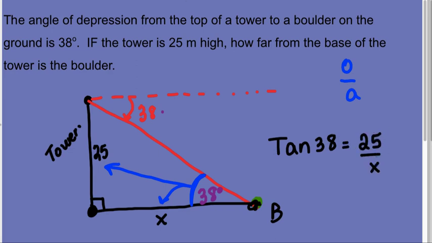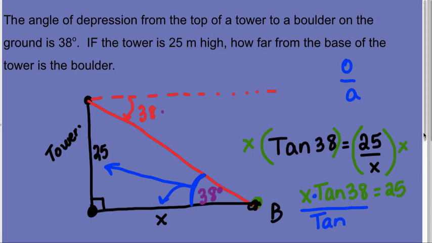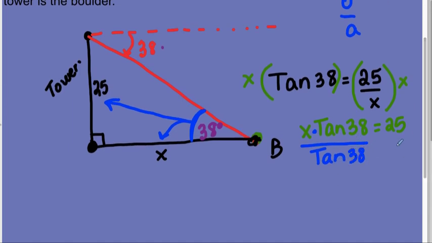All right, so this one's one of the more complicated solving. Again, we follow the same rules. We clear fractions. We multiply both sides by X. So we get X tan 38 equals 25. Now, remember that tan 38 is being multiplied to X, so I'm going to divide on both sides by tan 38. So now these simplify to 1, and I get X equals.